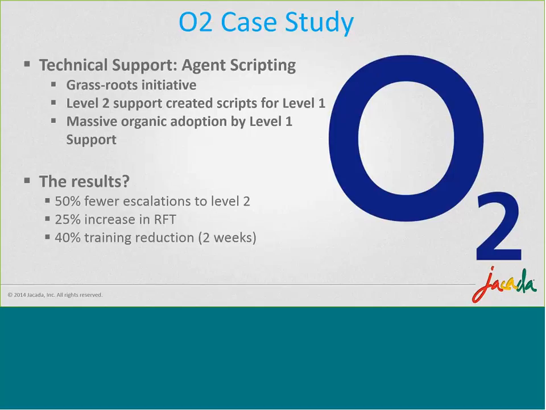So it's pretty remarkable. There was a 25% increase in RFT, which is really the equivalent of first call resolution, avoiding those callbacks, and that of course is an important metric. And then for training, there was a 40% reduction in agent training time. You can imagine when an agent is guided with a script like this, it just becomes that much easier versus consulting 20 different knowledge bases and so forth. And many of our implementations do exactly that.